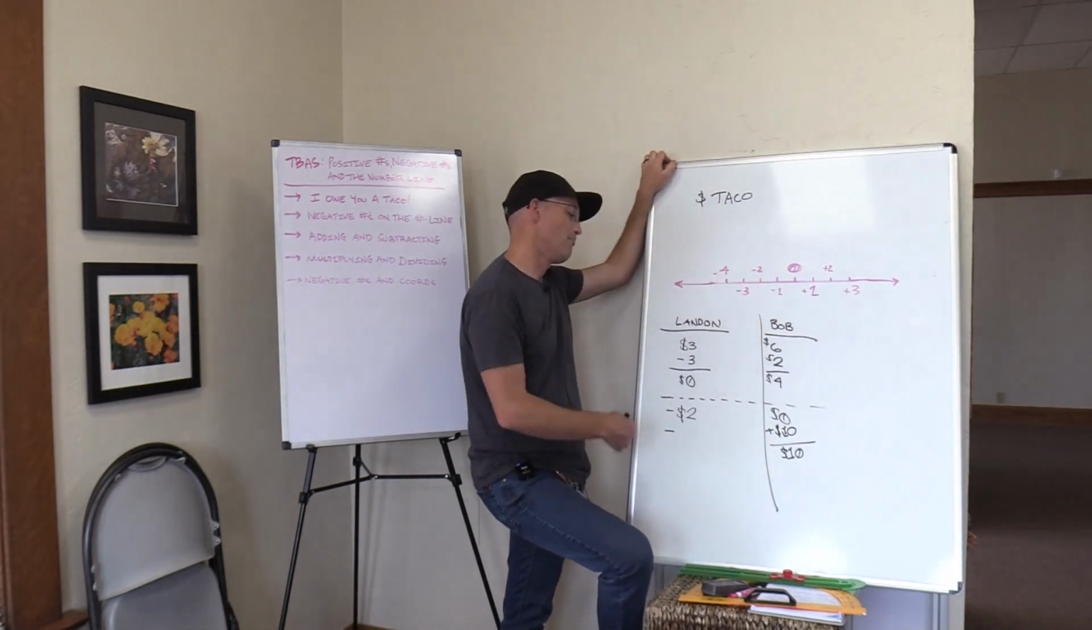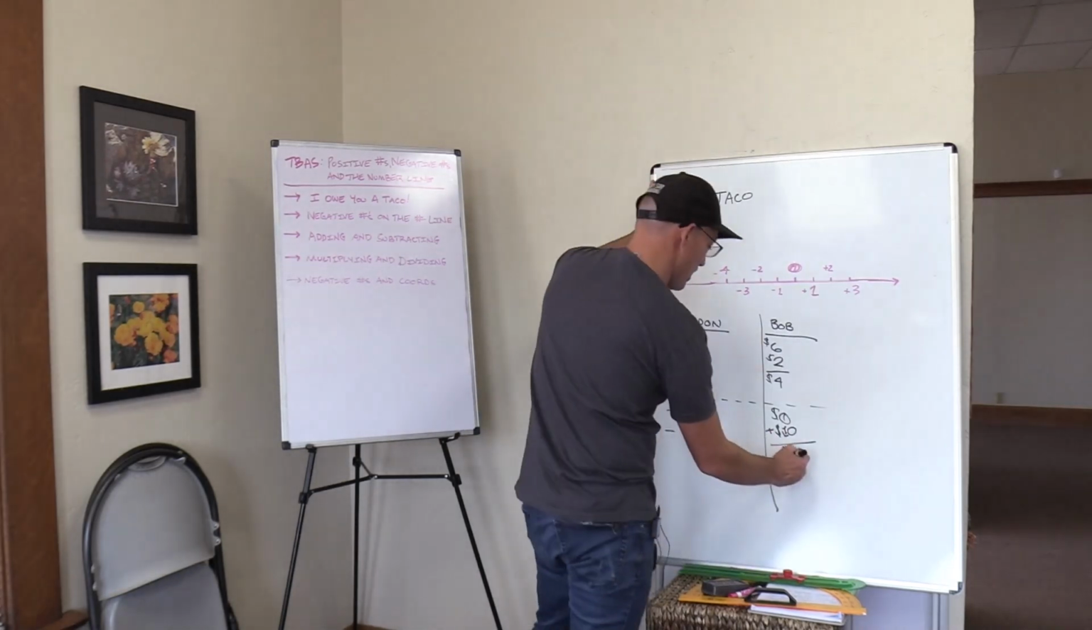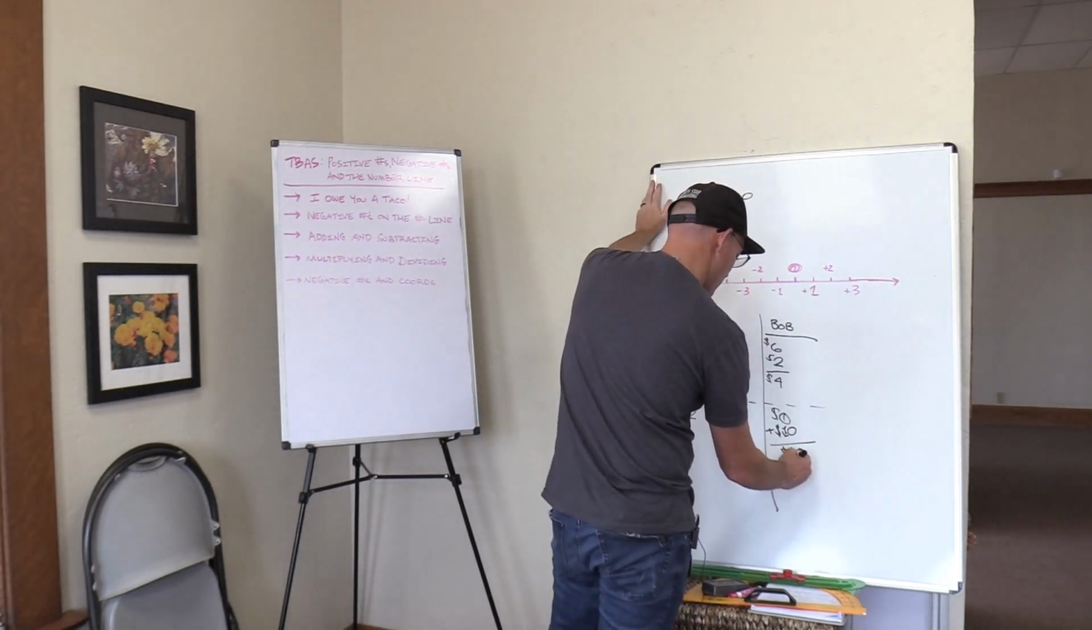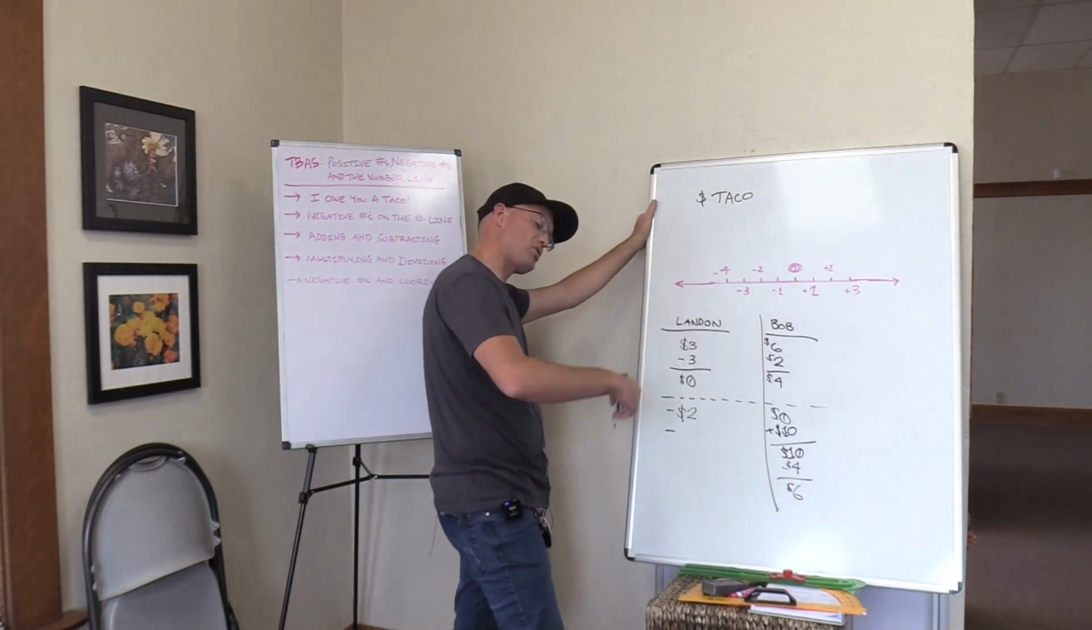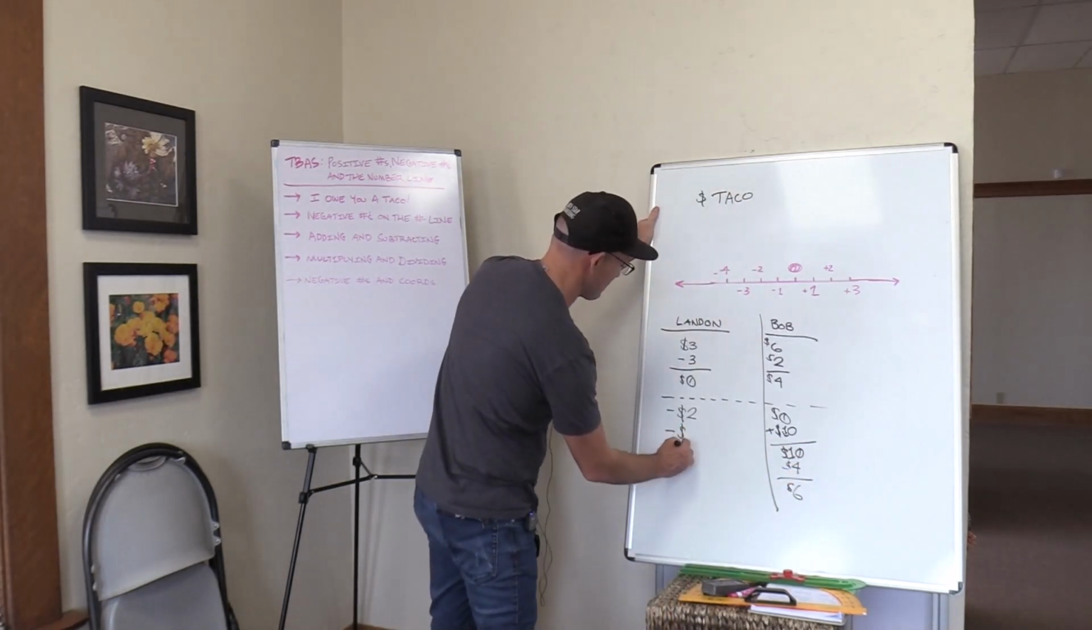Okay. Bob borrows me $2 and buys 2 more tacos. So he's down $4. So he's got $6 left in his wallet. Okay, but I'm going further in the hole. This is like real life. It's like owning a business.